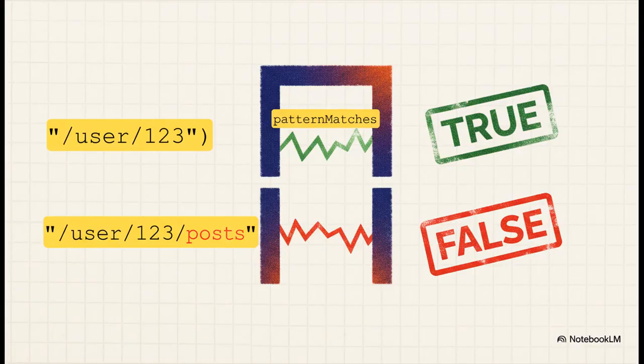So let's see pattern matches in action. With a template of /user/ID, it happily returns true for /user/123. Perfect match. But it returns false for /user/123/posts because of that extra /posts bit on the end. It demands an exact match, no more, no less.